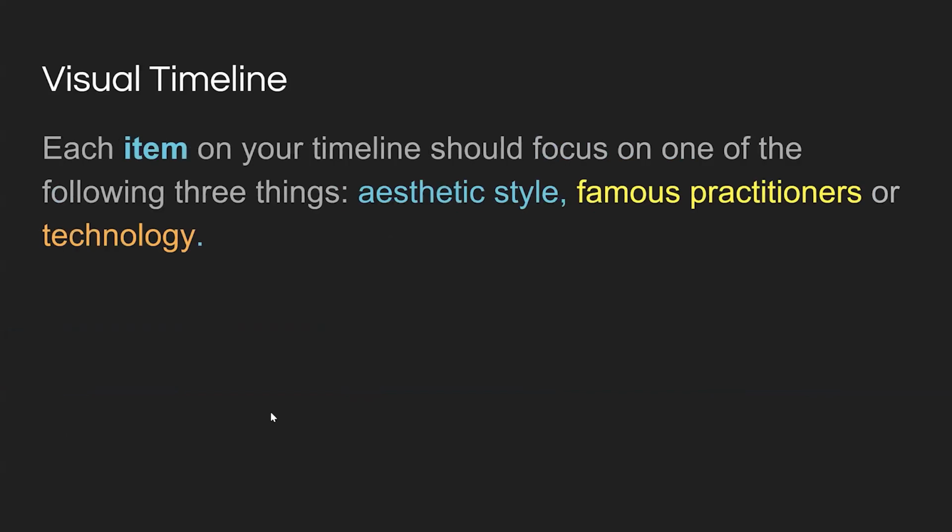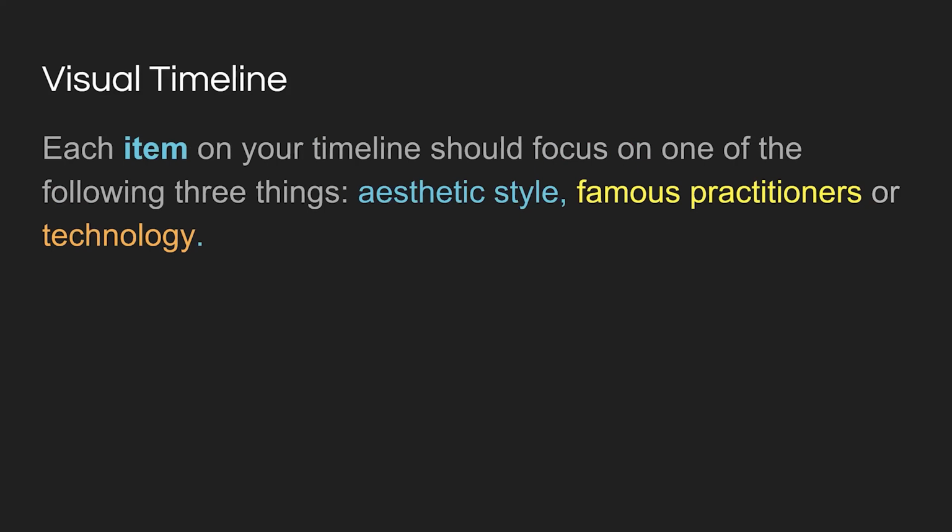Next, now, hopefully this is familiar from the brief. So each item on your timeline should focus on one of the following 3 things: aesthetic style, or famous practitioners, or technology. Okay. So I often get students asking me what practitioner means. By practitioner, we just simply mean someone who works within the field of animation.